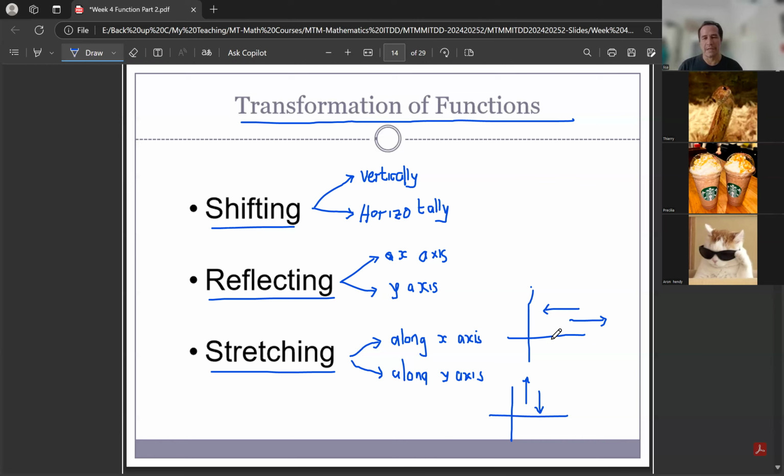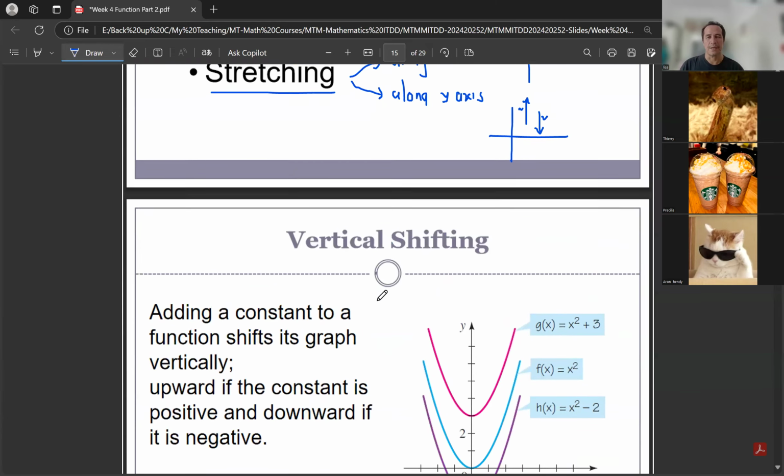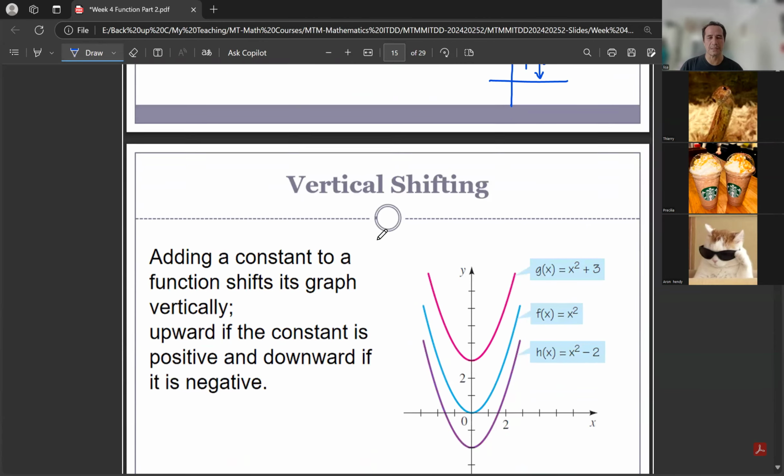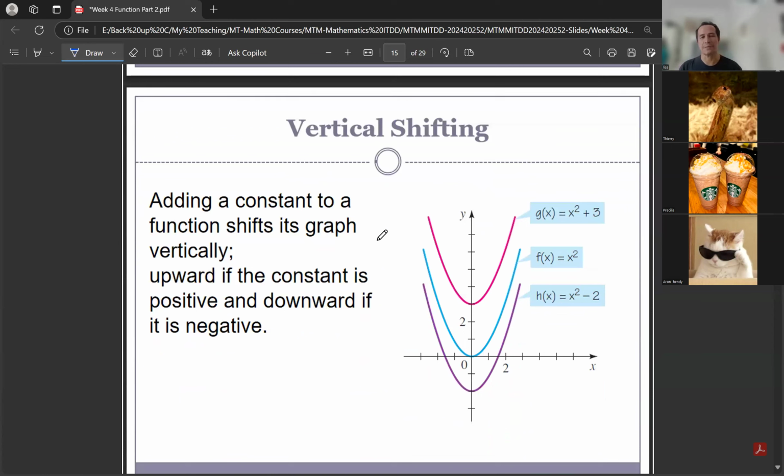Using the position of the arrow we can determine the symbol, but we know it from the definition of stretching after that. Okay, look at the first: vertically or horizontally. What is vertical shifting, or shifting the graph vertically?